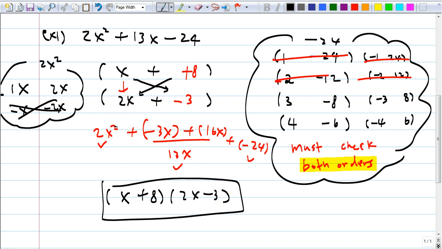Any question? Do you see the process in which you choose which pairs work? Do you think you have to check both orders? Yes? Yeah, if you don't, then you may miss that one. Okay, does that make sense? Do I even need to check the other ones? No, because once you find the one that works, there's only one answer that works. There isn't any other. Okay?